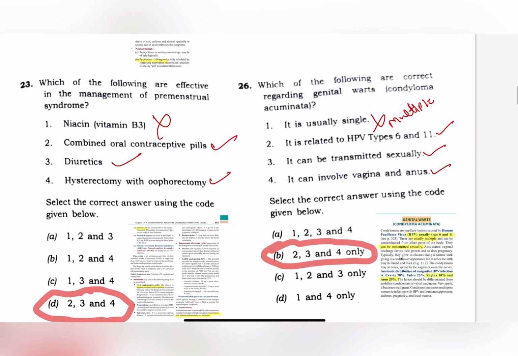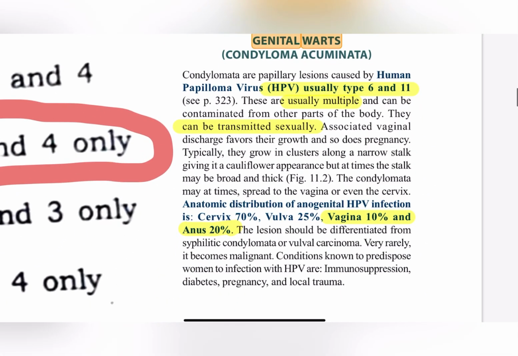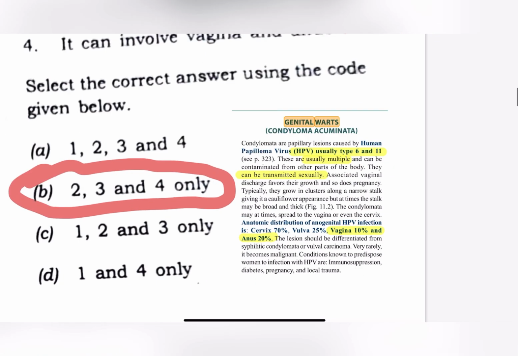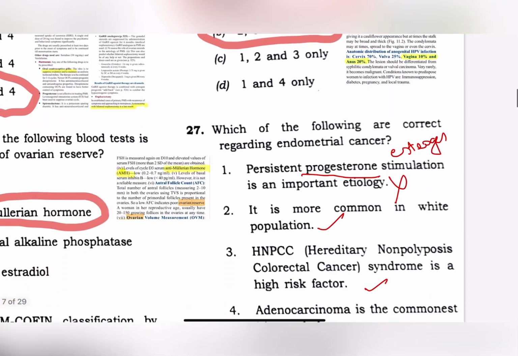In question 26, which of the following are correct regarding genital wart, that is condyloma acuminata? Genital wart, condyloma acuminata, is caused by HPV, usually types 6 and 11, usually multiple, can be transmitted sexually, and can involve the vagina and anus, with a 10 to 20% distribution. Now what's the statement? It is usually single, that's wrong. It is multiple. HPV 6 and 11, that's true. Can be transmitted sexually, true. It can involve vagina and anus, that is true. So the answer for this is 2, 3 and 4.